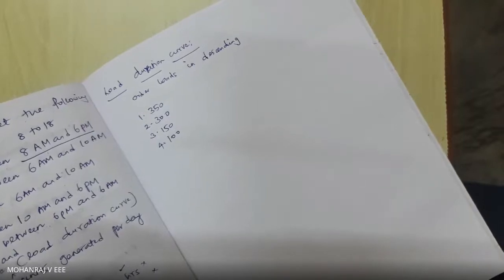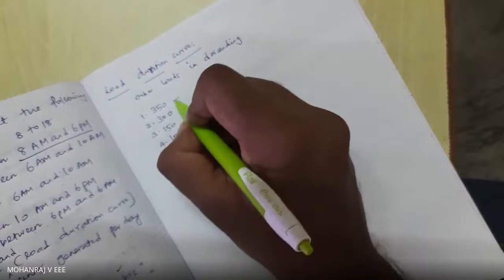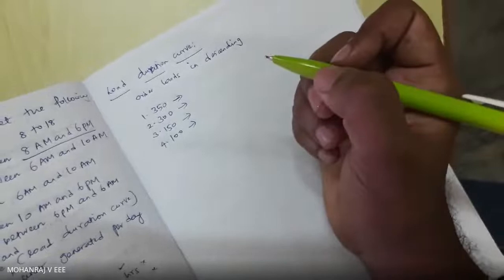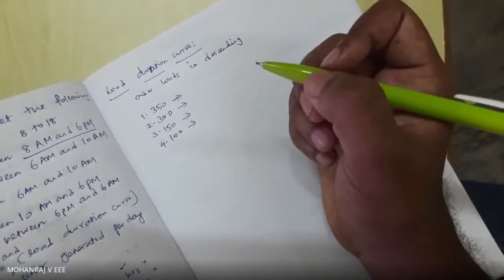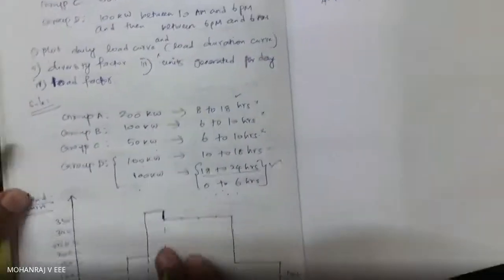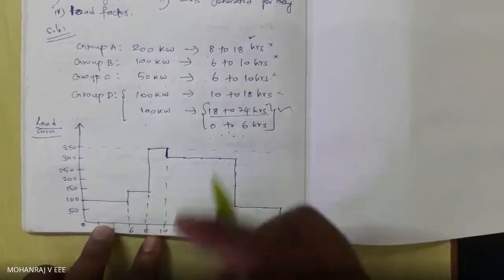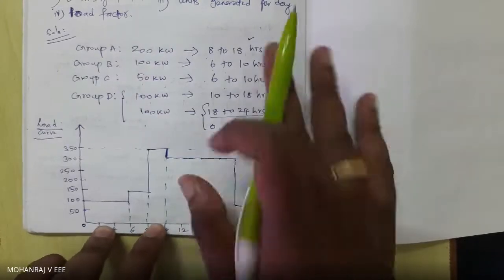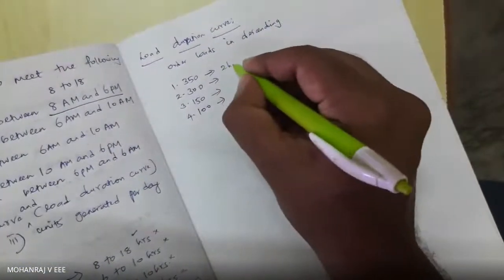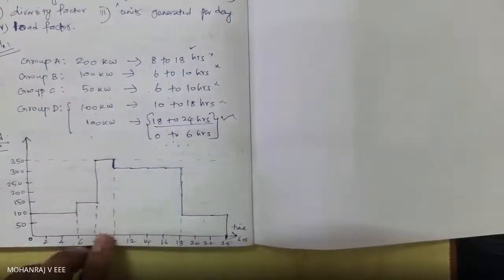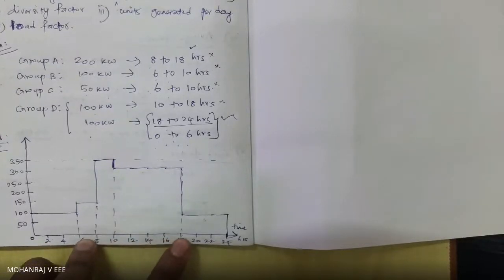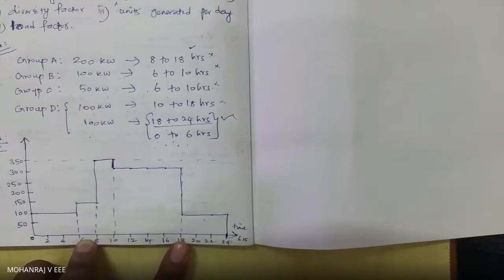Fine. Now, for what duration of time is my 350 load active? It is active only for 8 to 10, so it is 2 hours. How about 300? 300 is active for 2 plus 2 plus 2 plus 2, so totally it is 8 hours.